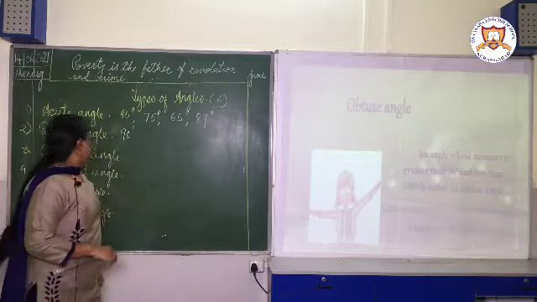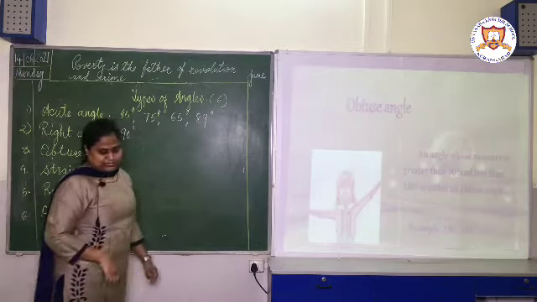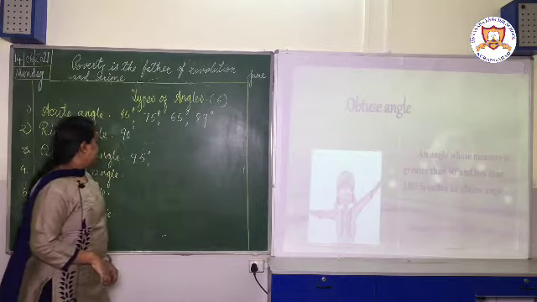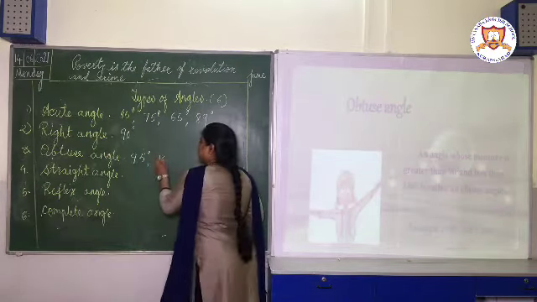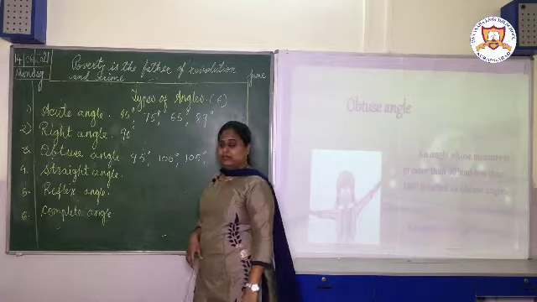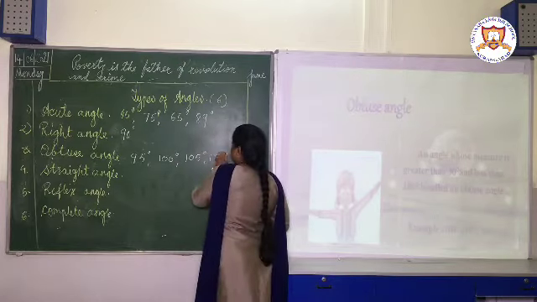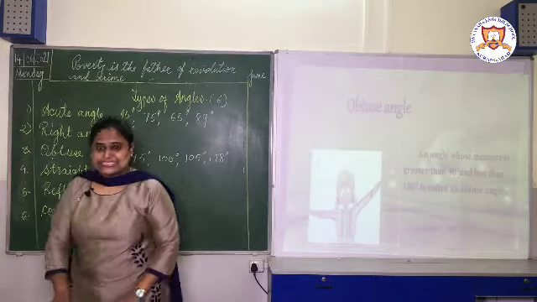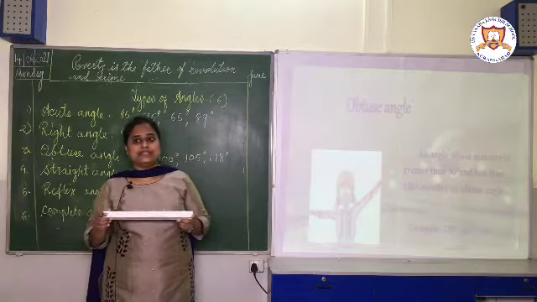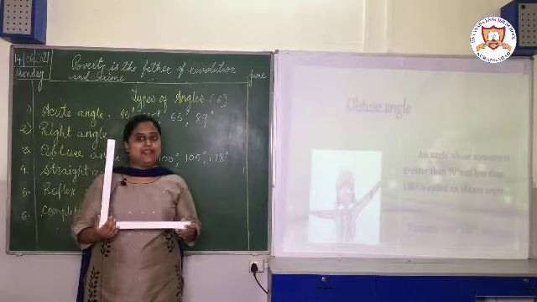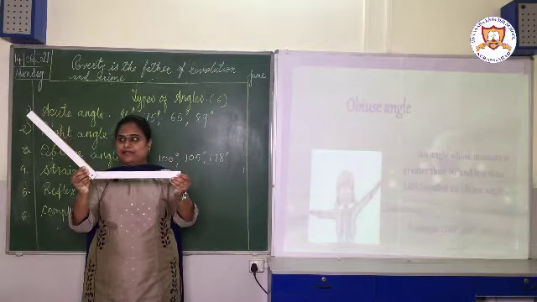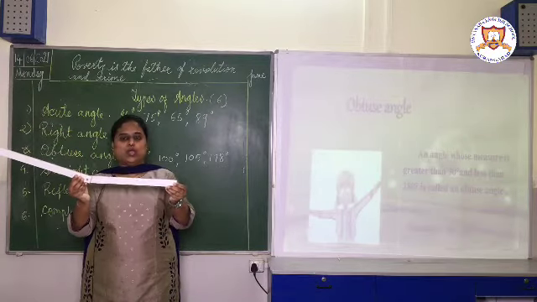Okay, now the example of obtuse angle we can see here. 95 degree is also an obtuse angle. Then we can see 100 degree is also an obtuse angle. Then 105 is also an obtuse angle. Then we can say 178 is also an obtuse angle. Okay, now we'll see practically. Obtuse angle means the angle whose measure is greater than 90 degree but less than 180 degree. So you can see practically this is also an obtuse angle, this is also an obtuse angle, and this is also an obtuse angle.